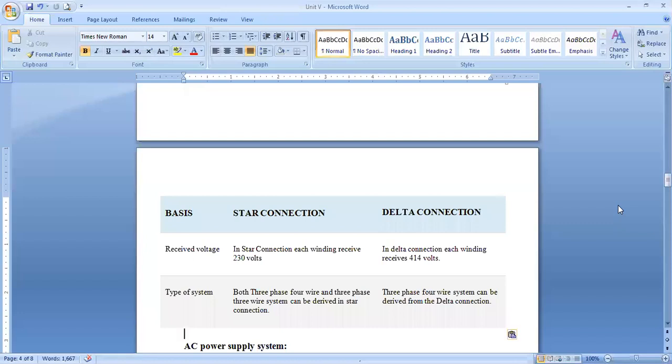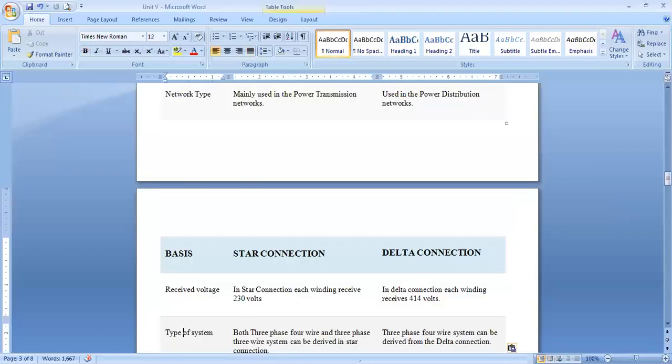Both three-phase four-wire and three-phase three-wire systems can be derived in star. We can take the connection of neutral, or we can remove the neutral, because the neutral should have zero potential. But the three-phase four-wire system cannot be derived from the delta connection.